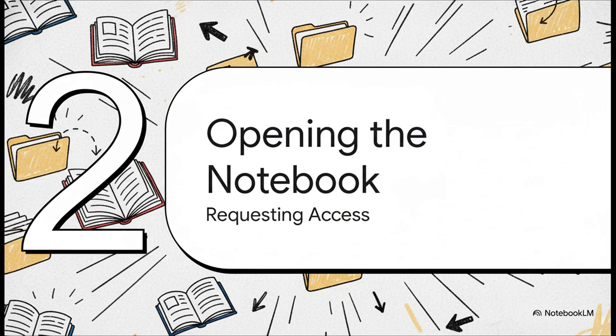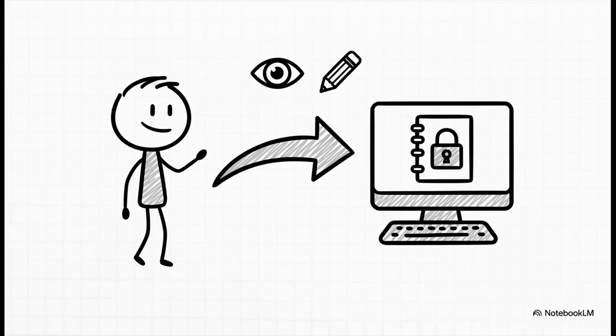Okay, so we have our notebook, but before we can actually read from it or write in it, there's a really important first step. We have to actually open it. Think of this step as asking for permission. You can't just barge in and start scribbling. You have to say, "Hey, computer, I'd like to use this file, and here's what I'm planning to do." You have to state your intention right up front.